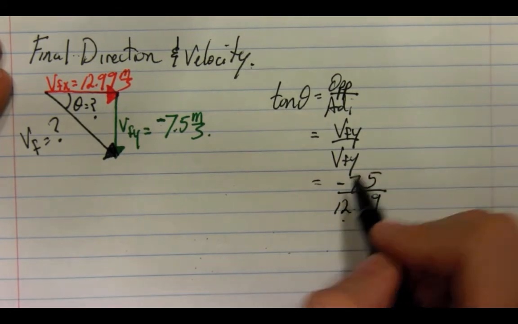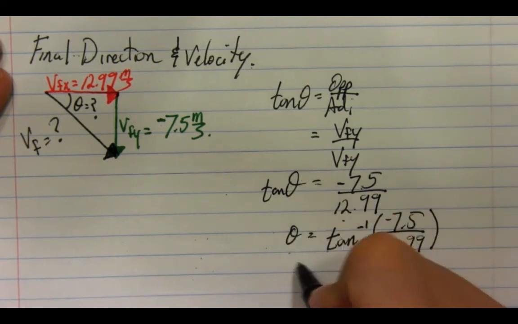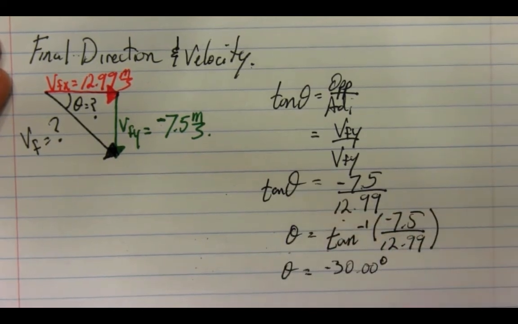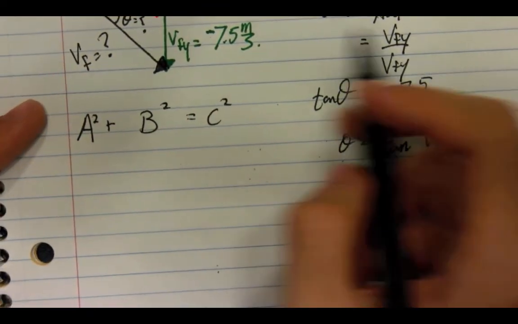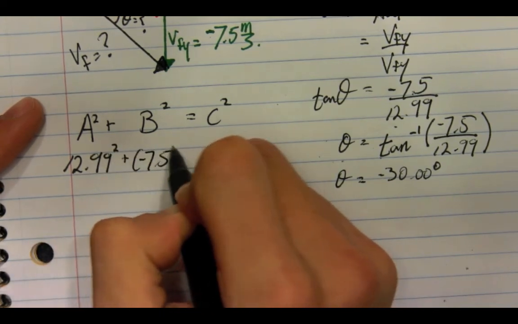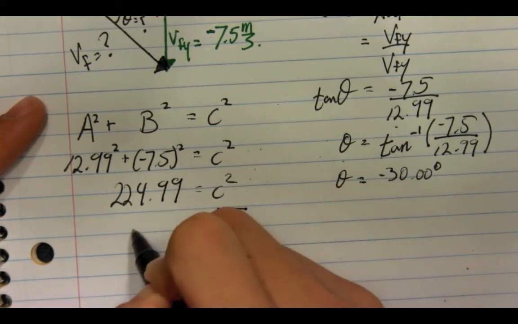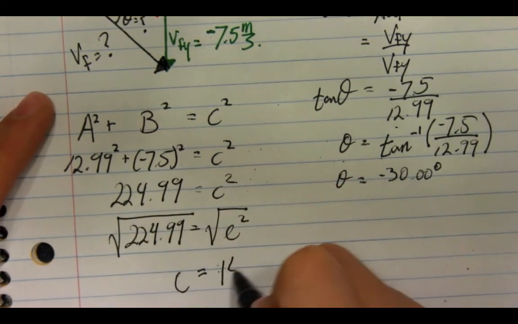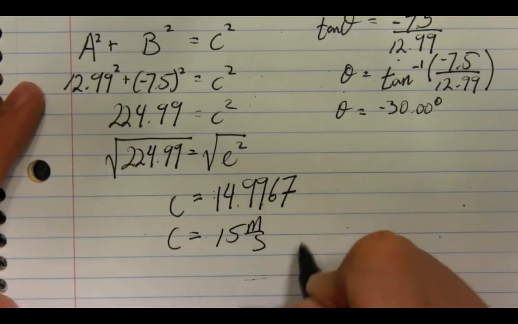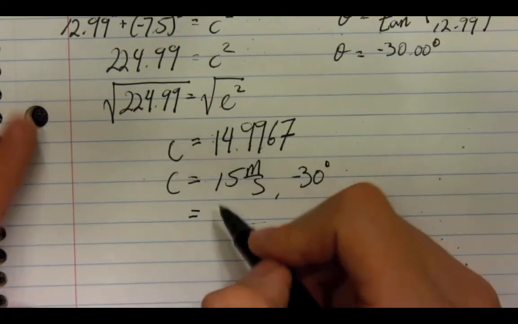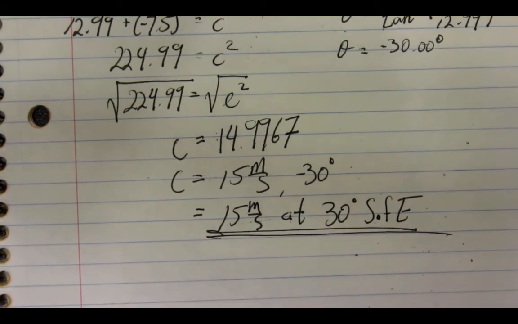Plug in the values that you just recently found and find the arctangent or the inverse tangent of those two values to get the answer of -30 degrees. To find the hypotenuse, I use the Pythagorean theorem. Square root both sides to get my hypotenuse as 14.9967, rounded up, 15 meters per second. Okay. Due to symmetry, this should be the same velocity as you had in the beginning.